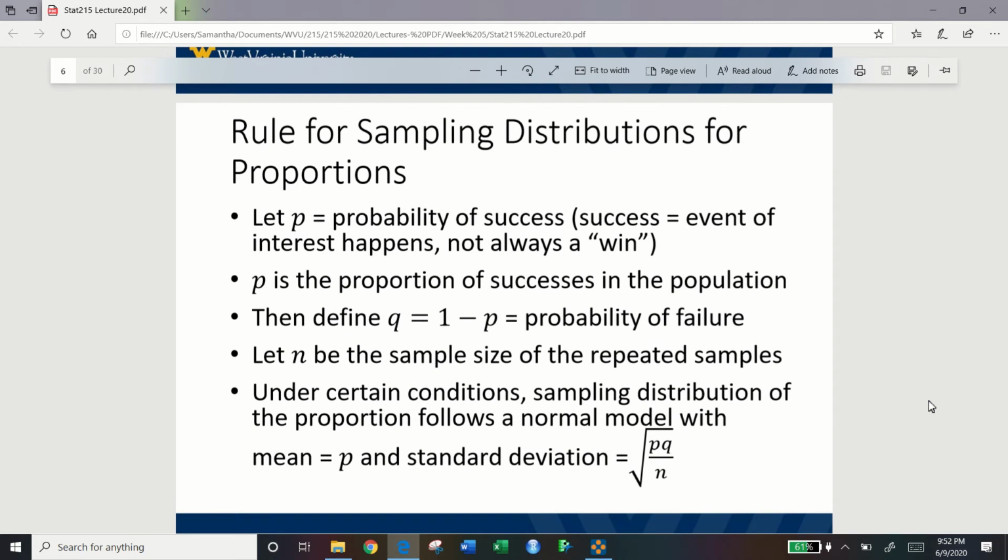So the rule for our sampling distributions for proportions is that we let p equal the probability of success. Remember, success is the event of interest that has happened. It's not always necessarily the win. And p is the proportion of success in the population. And we define q to be 1 minus p, or the probability of failure. We let n be the sample size of the repeated samples. And under certain conditions, the sampling distribution of the proportion follows a normal model with a mean equal to p and a standard deviation equal to the square root of pq over n.